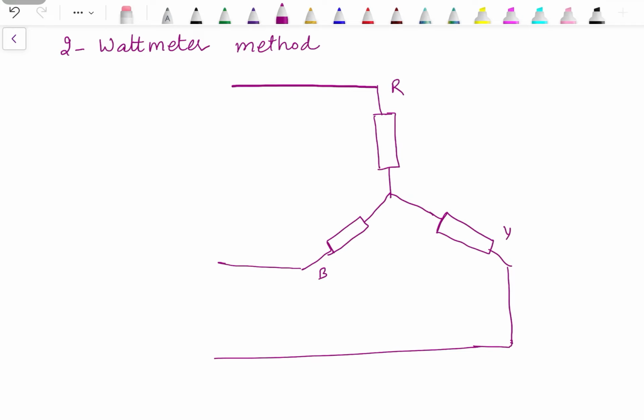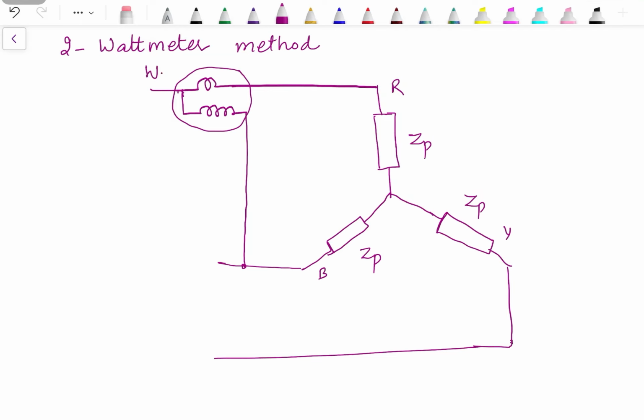Three phases are available to us, R, Y, B. One wattmeter is connected in phase R, where the current coil is in series, and the potential coil of this wattmeter is connected between R and B, sorry, R and B, not R and Y. So this is our first wattmeter.